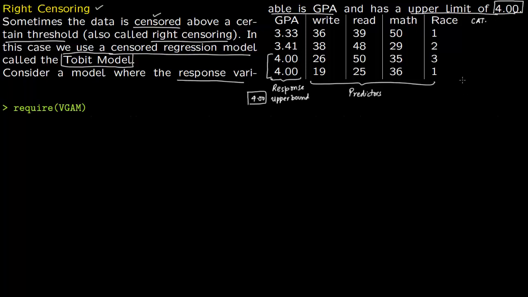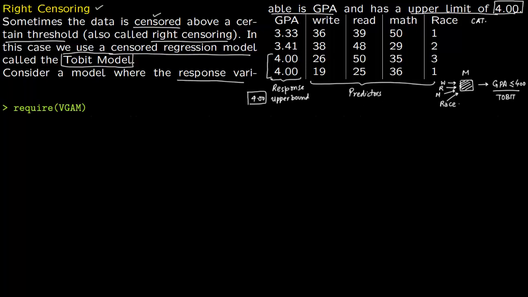Pictorially, your model is like this. You have a black box here, which is your model, and this is a Tobit model. The response variable is the GPA, and this GPA is capped above at 4. So this GPA is less than or equal to 4. Since this is capped, you have to use a Tobit model. There are 4 inputs into the model: a writing score, a reading score, a math score, and the race of the student.